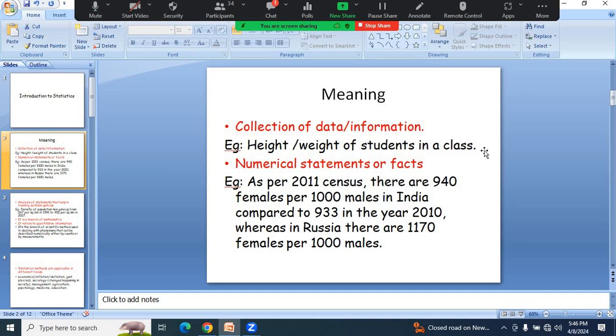Okay, so as one student said, very good answer. Statistics is collection of data or information. I've just discussed height or weight of students in a class. It's statistics. How many students are above average, above 80%? Statistics. How many students can achieve 100% marks? Statistics. How many students have achieved 100% marks? Statistics.